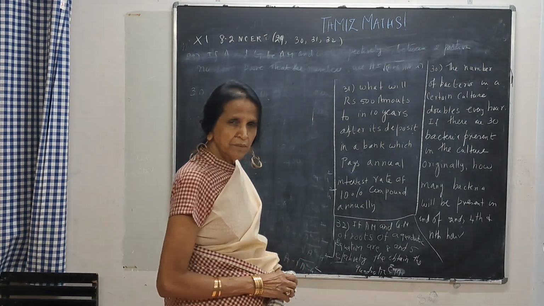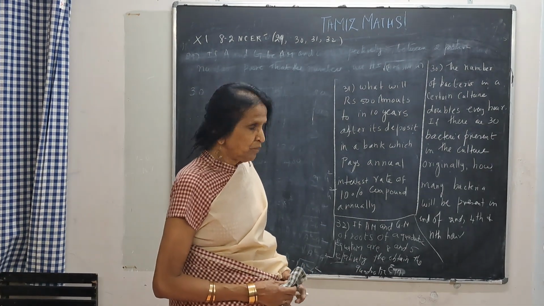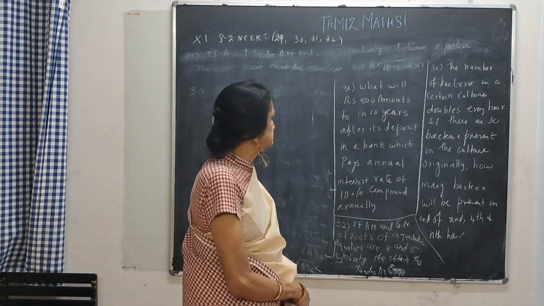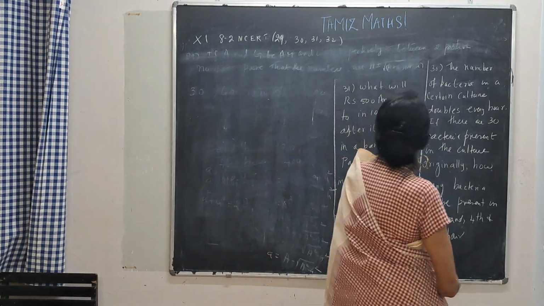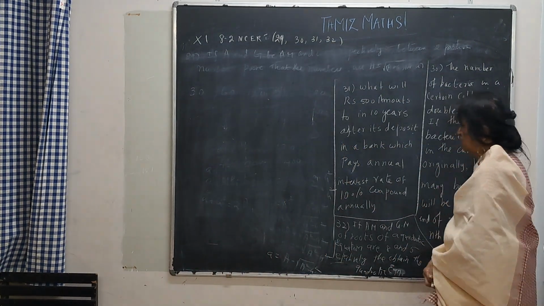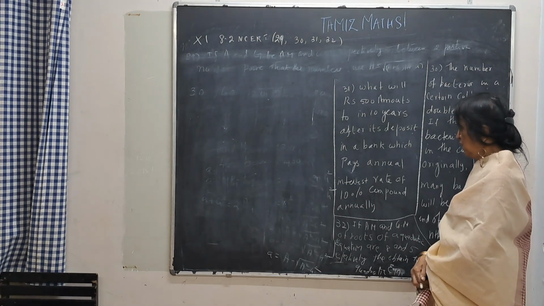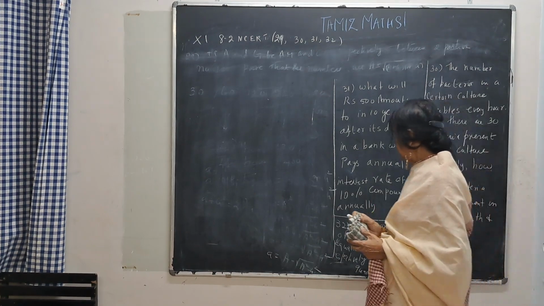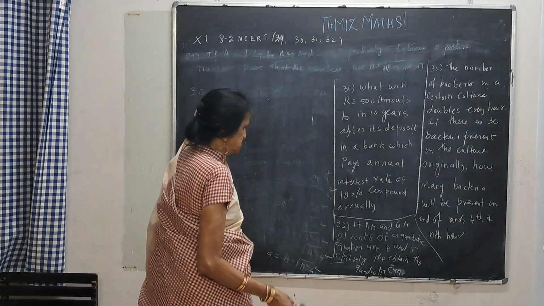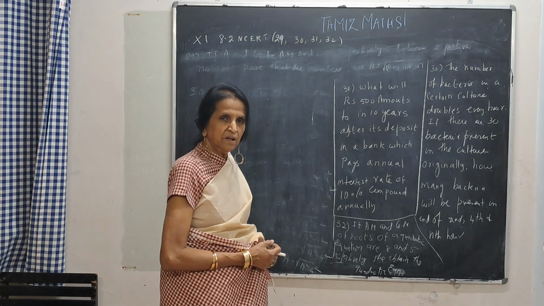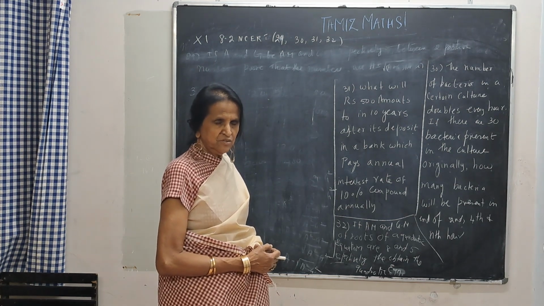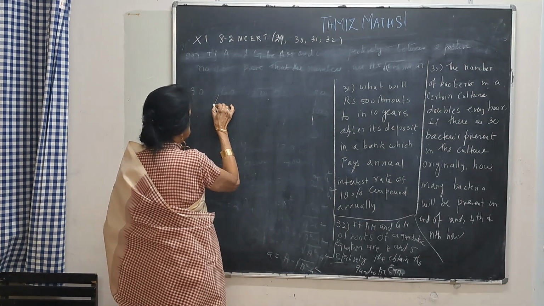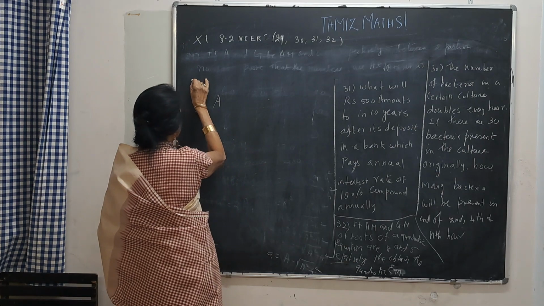Then I have problem number 31. What will rupees 500 amount to in 10 years after its deposit in a bank which pays annual interest rate 10% compounded annually? We can use the compound interest formula.